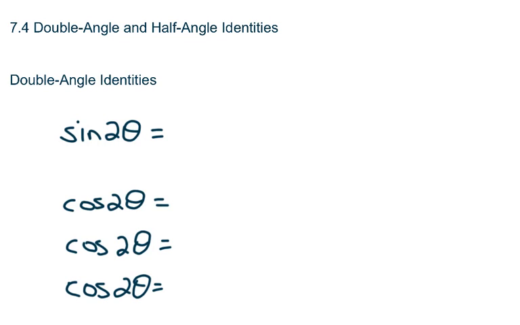Section 7.4 is the last section of identities in Chapter 7. These are the double angle and half angle identities. We're going to start with the double angle identities.